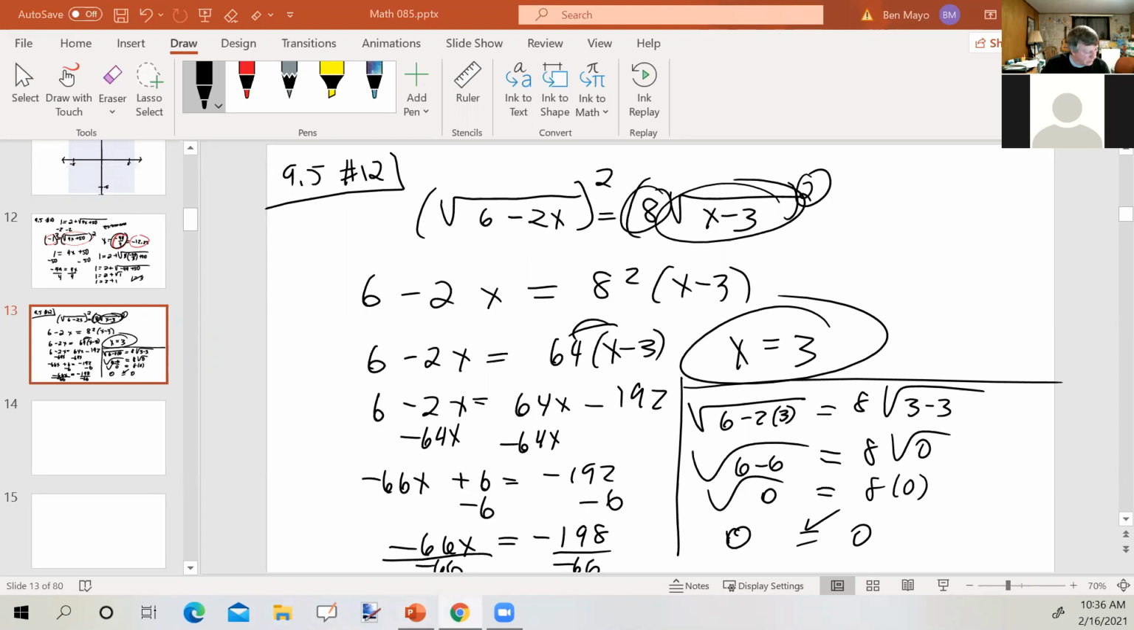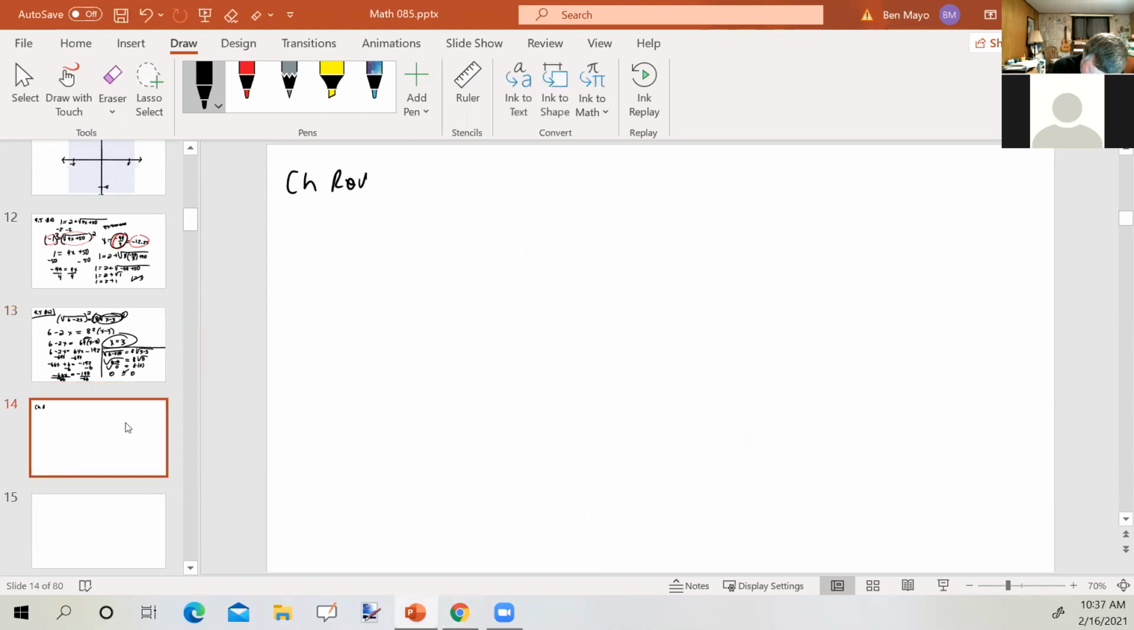Okay, now we're going to look at a chapter review question. Number 8. This is the chapter 9 review, number 8. It says, find the domain of the function. Enter your answer using interval notation. All right, and the function is g of x equals the square root of x plus 16.